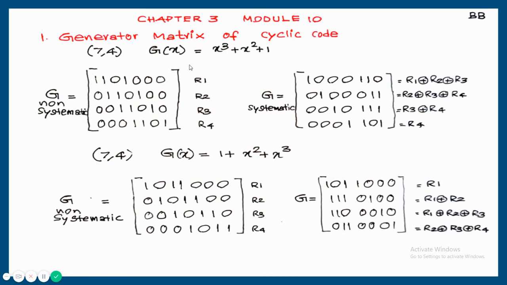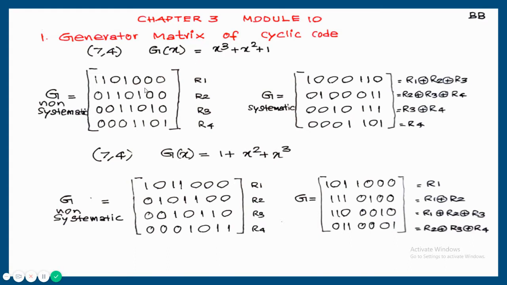So how to get the first row? Take D equal to 1000. This is the generator polynomial. Multiply these two polynomials and write the answer in terms of ones and zeros here. The second row is the non-systematic cyclic code of message 0100. The third row is the non-systematic cyclic code of 0010. The fourth row is the non-systematic cyclic code of 0001.